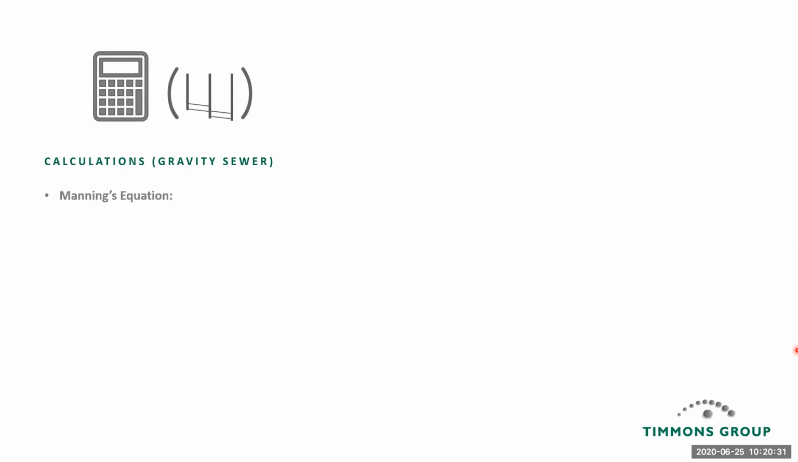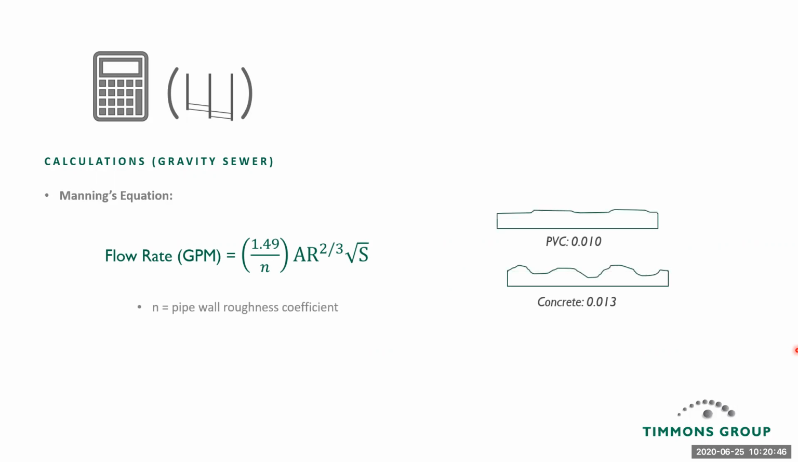Now onto the calculation phase. For gravity sewers, Manning's equation is typically the go-to equation. This is Manning's equation, and we can use it to calculate the flow rate in gallons per minute with these variables, where n is the pipe wall roughness coefficient. Different pipe materials have different roughnesses. If you were able to zoom into the pipe wall, you might see things like I've got represented here, where PVC is a little bit smoother than a concrete pipe. So we'll use the n factor to account for the difference in roughness between materials.